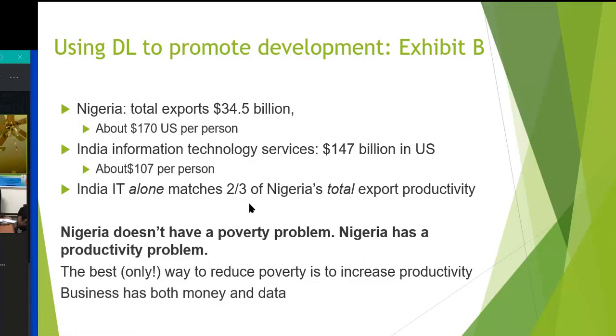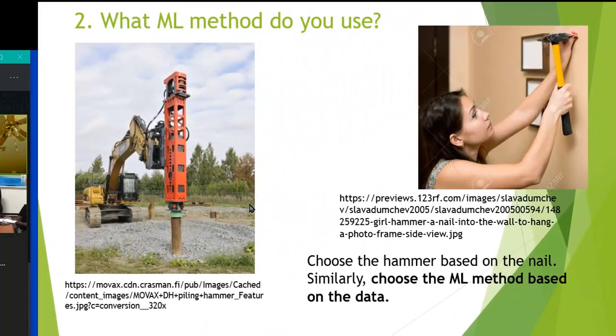All right, so those are 2 different approaches I see to applying machine learning to development. One is trying to attack development challenges directly. The other is to increase income by developing expertise in areas that the developed world needs. All right. So let's pass on to my second question. What machine learning method do you use?